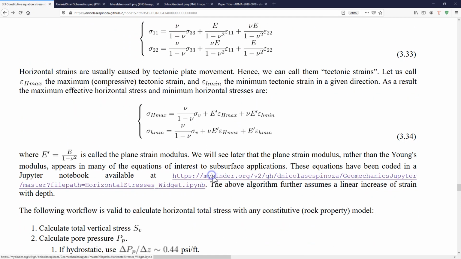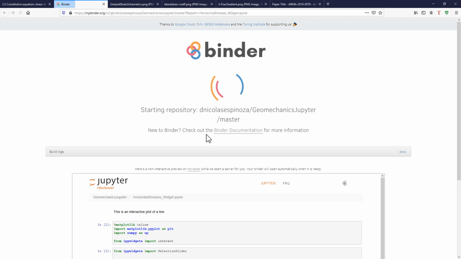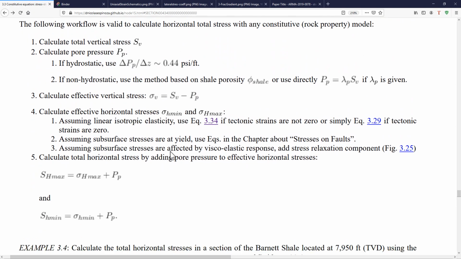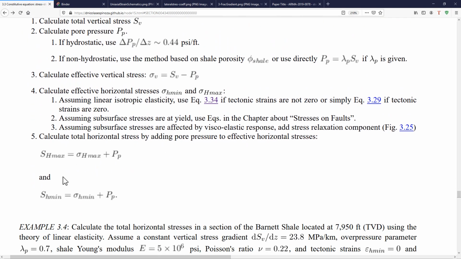Let me click here so I start launching this application. It's a little interactive code that I wrote, that we have already seen, but we're going to look at it again, in which the only thing I'm doing is coding this equation and showing the effect of the Poisson ratio and the tectonic strains on the horizontal stresses at the given site. So with these equations, I can calculate effective horizontal stresses. If I add pore pressure, I get the total horizontal stresses.